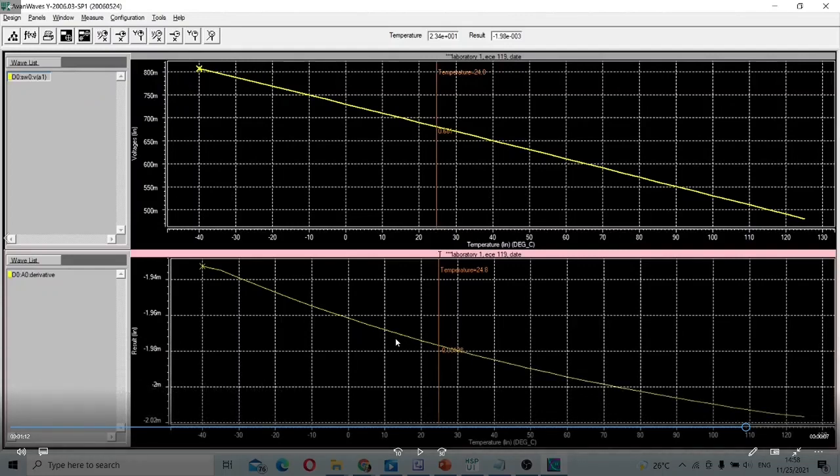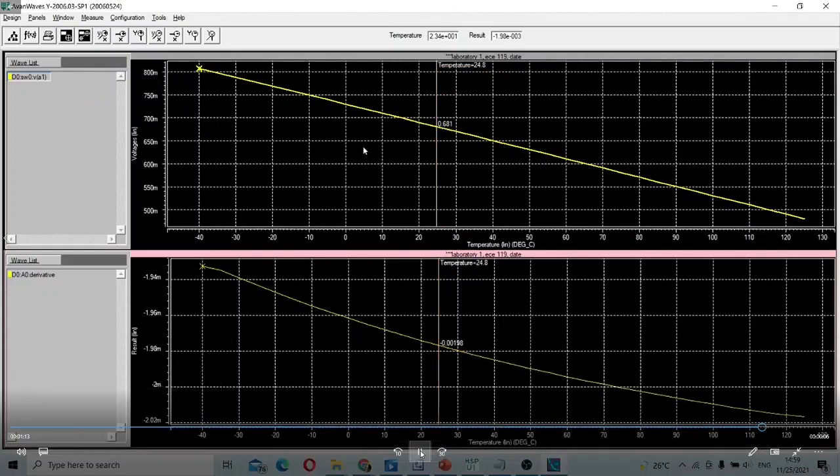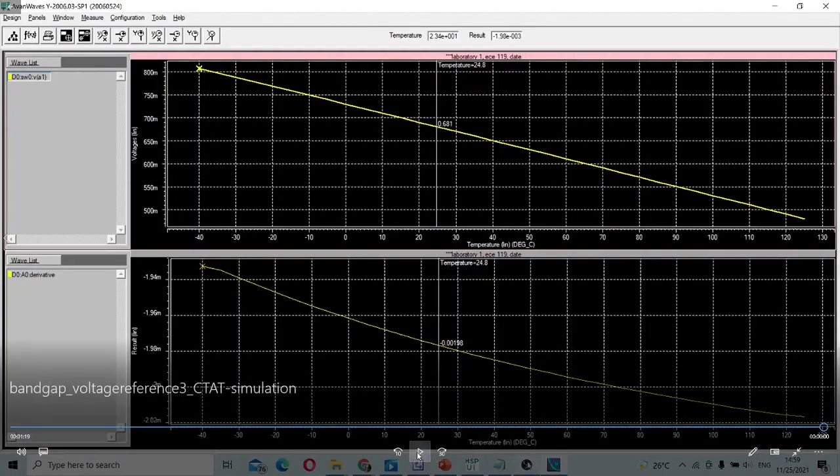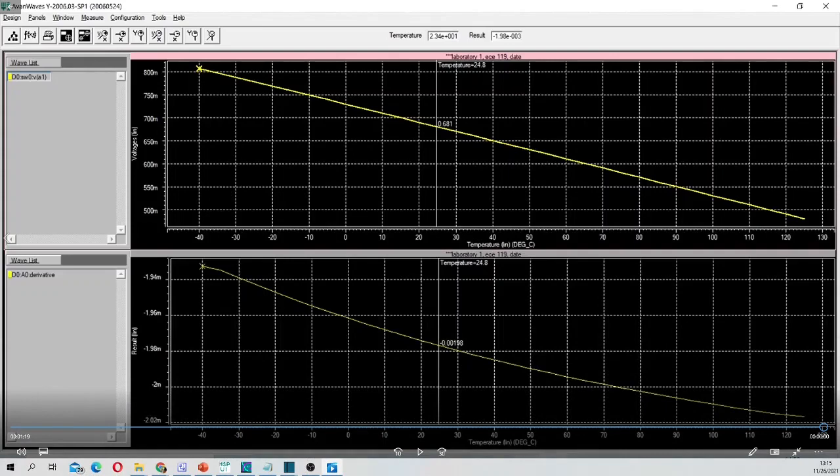Then you can measure the respective slope by using the cursor that you can get in the measure. So I think that's it. So that is the CTAT simulation, and see you in our next video for the PTAT.